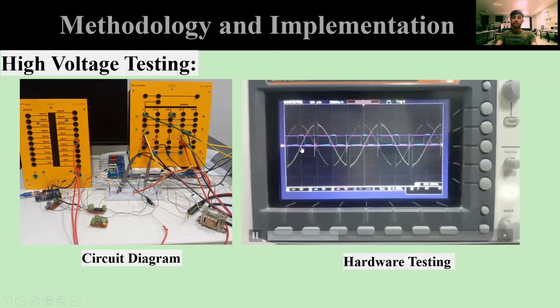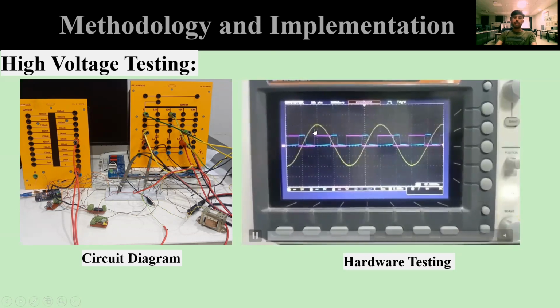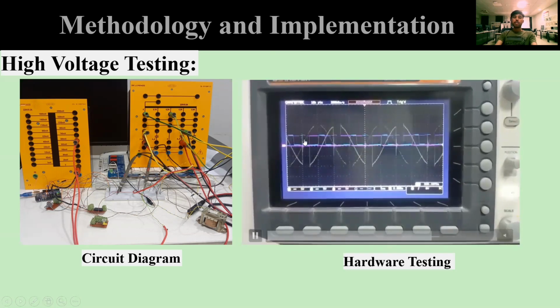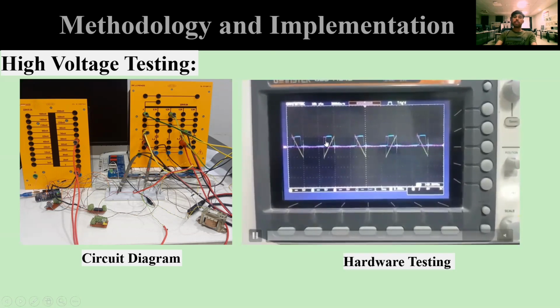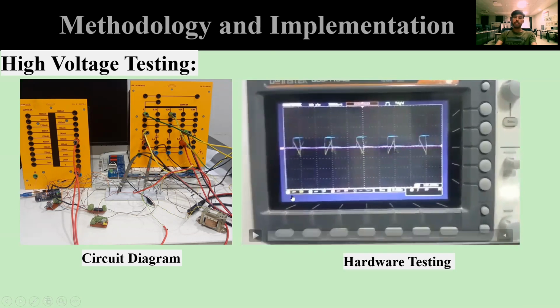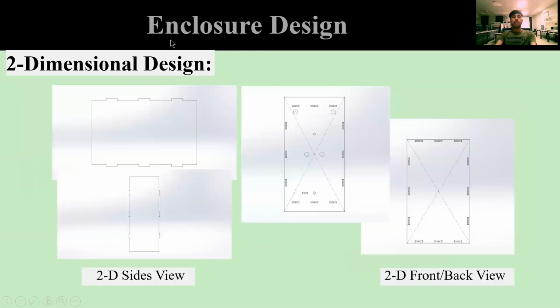As you can see, by varying the potentiometer, the output voltage is controlled and either increases or decreases, and we can easily control it. This test was also successfully done. After testing at high voltages, we decided to go for the enclosure design.